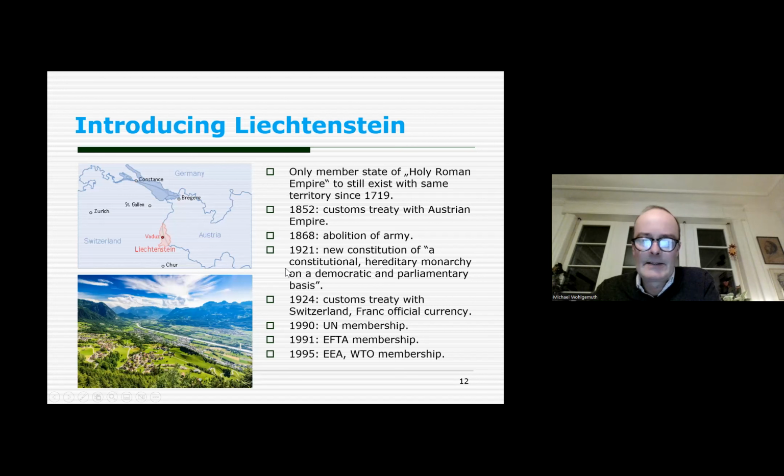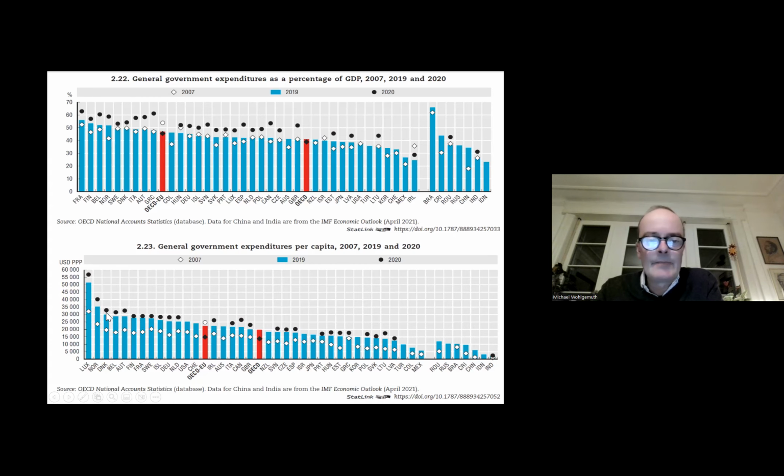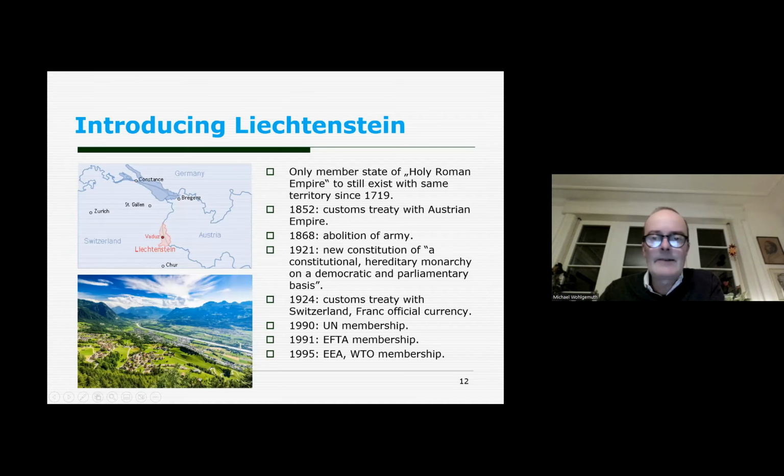But if you look at it in terms of per capita, it would be ranked quite highly, with a number of around 30,000, behind Luxembourg, but in the area of Norway, Denmark, and others. Now let me introduce this strange country, Liechtenstein.